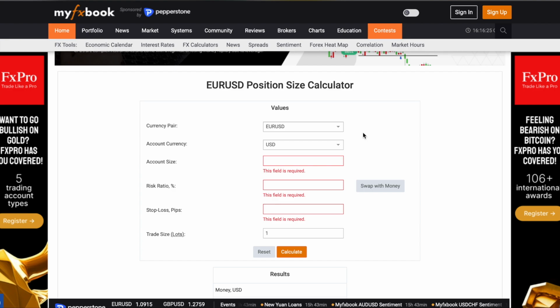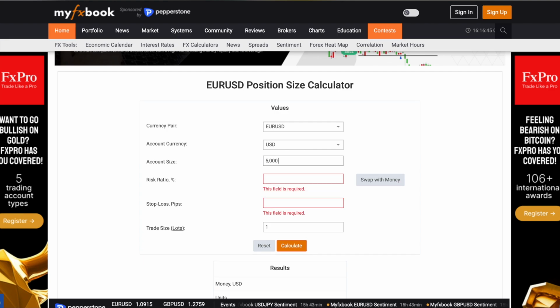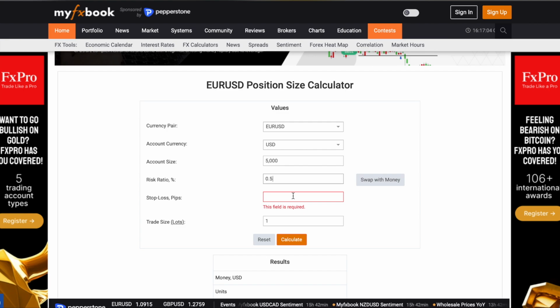So what you would do, you would put in the currency pair you're trading. So let's just say for this example we're going to use EUR/USD. You would select your account currency. I'm just going to keep this in US dollars for the time being. You would input your account size. So let's just say you're using a $5,000 account. And a good rule of thumb in trading is that you want to risk 0.5 to 1% of your entire account size per trade. So you would input 0.5% and you would measure how big your stop loss is in pips.